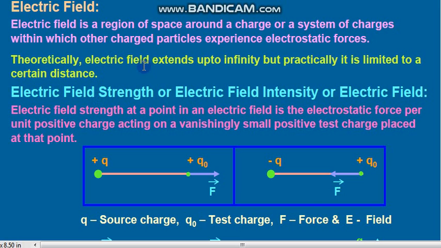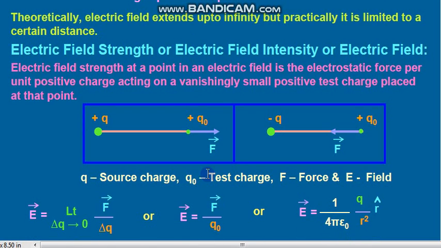So theoretically this field will be extending up to infinity, but practically it will be limited up to a certain distance, and in such a particular way that as you move away from this charge q, the force will go on diminishing. So that is why the electric field near this point charge plus q is going to be greater in this particular region. But if you move away from this charge, the electric field will keep on decreasing. So that's what the field concept is.